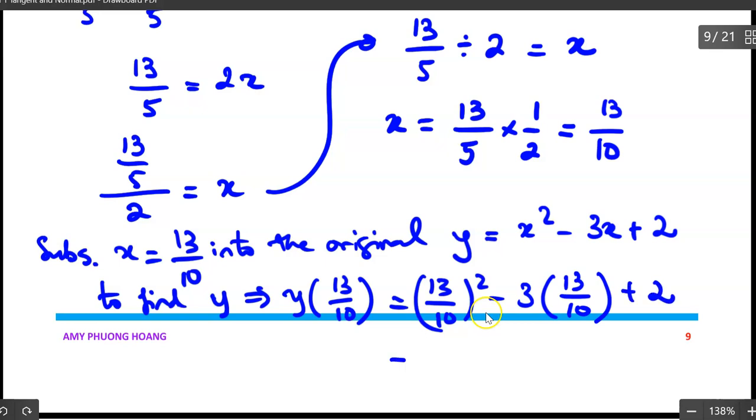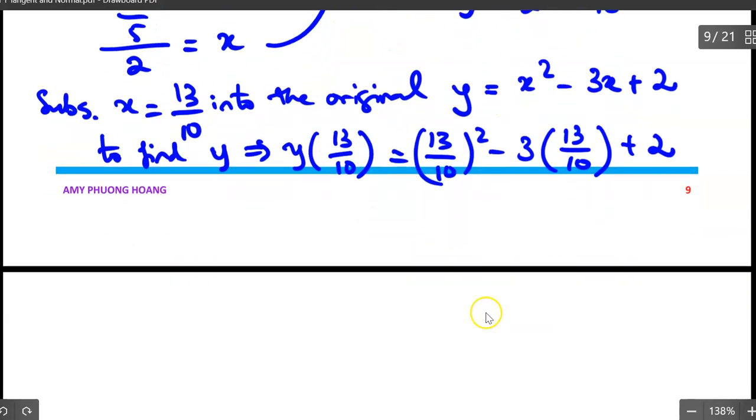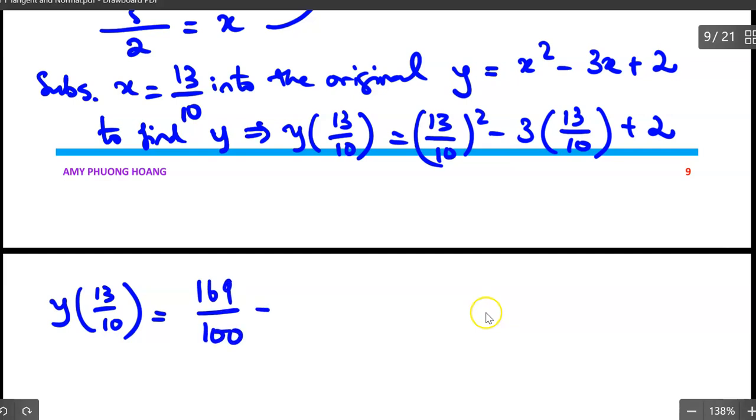If you do this calculation, which I will leave for everyone to figure out, but I think I might as well do that for everyone. So y evaluated at 13 over 10 will be equal to, so I square this, I should have 169 over 100. I subtract 3 times 13, I should have 39 over 10, plus 2.